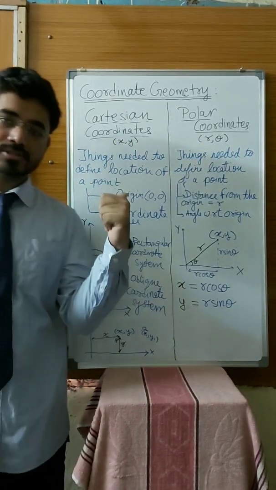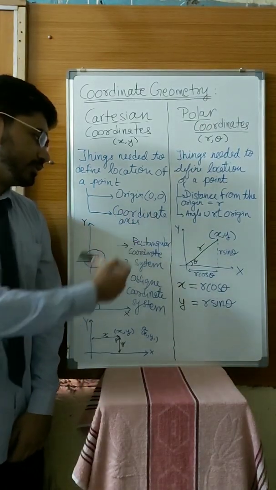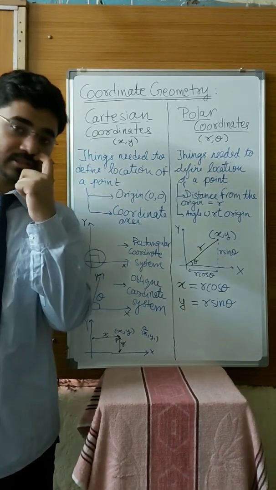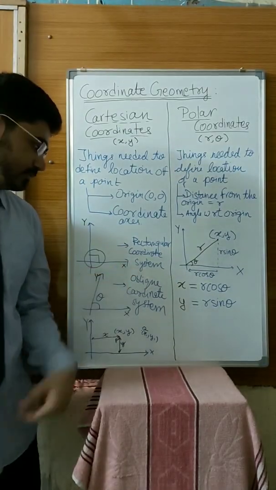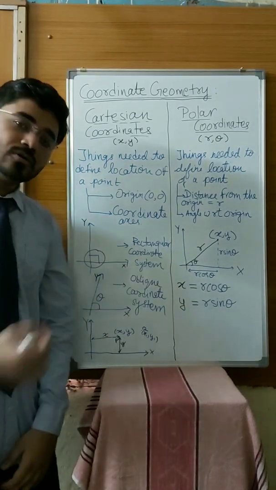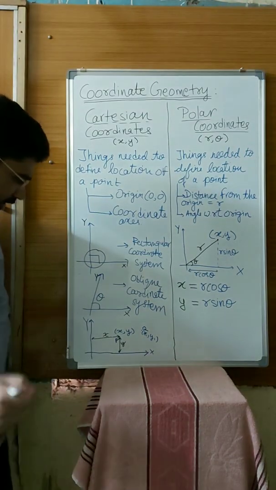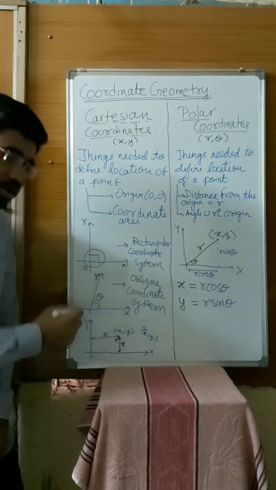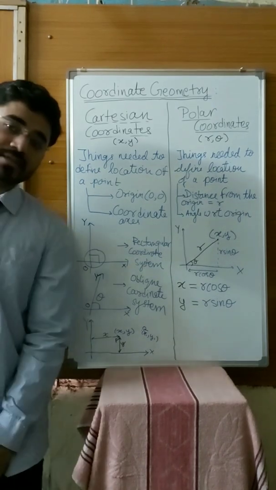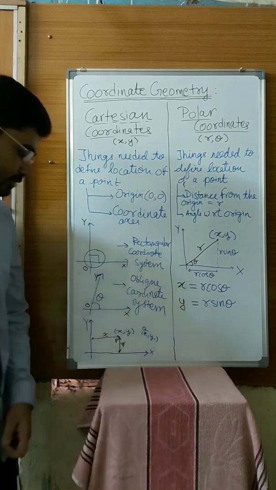In Cartesian coordinates, to define the location of a point, we need two things. First is the origin, second is the coordinate axis. Further, inside the Cartesian coordinate system, there are two coordinate systems. First is rectangular coordinate system, second is oblique coordinate system. In rectangular coordinate system, the x and y axis intersect each other at the origin at an angle of 90 degrees. In oblique coordinate system, x and y axis intersect each other at the origin but at an angle which is not 90 degrees. Hence the name oblique coordinate system.